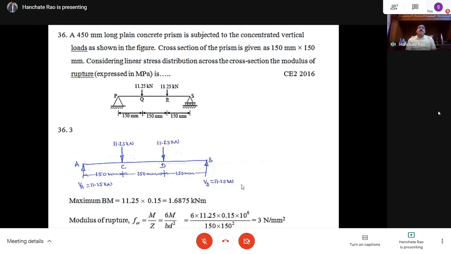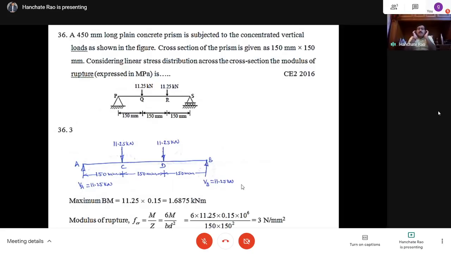A 450 mm long plain concrete prism is subjected to concentrated vertical loads as shown in the figure. The cross section of the prism is 150 mm by 150 mm. Considering linear stress distribution across the cross section, the modulus of rupture in megapascals is dash.